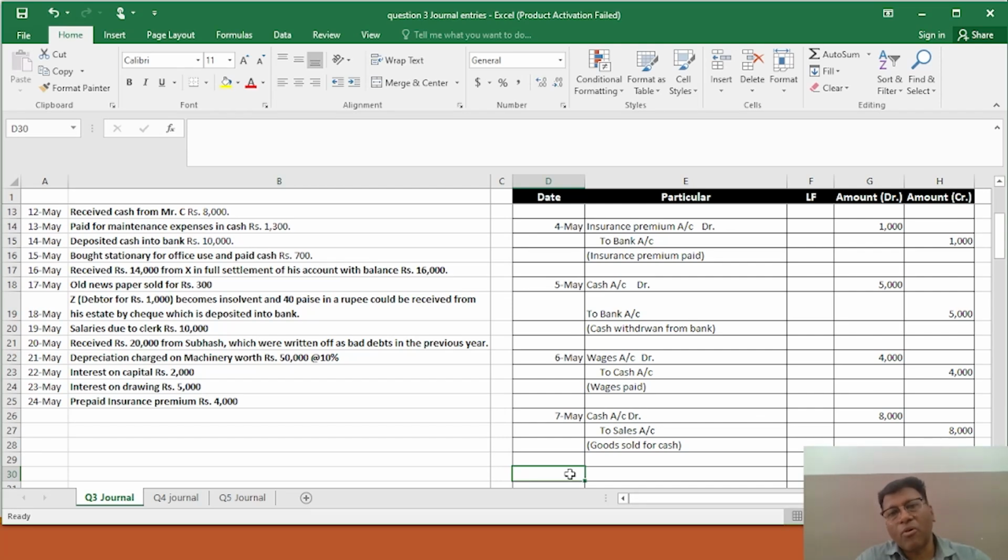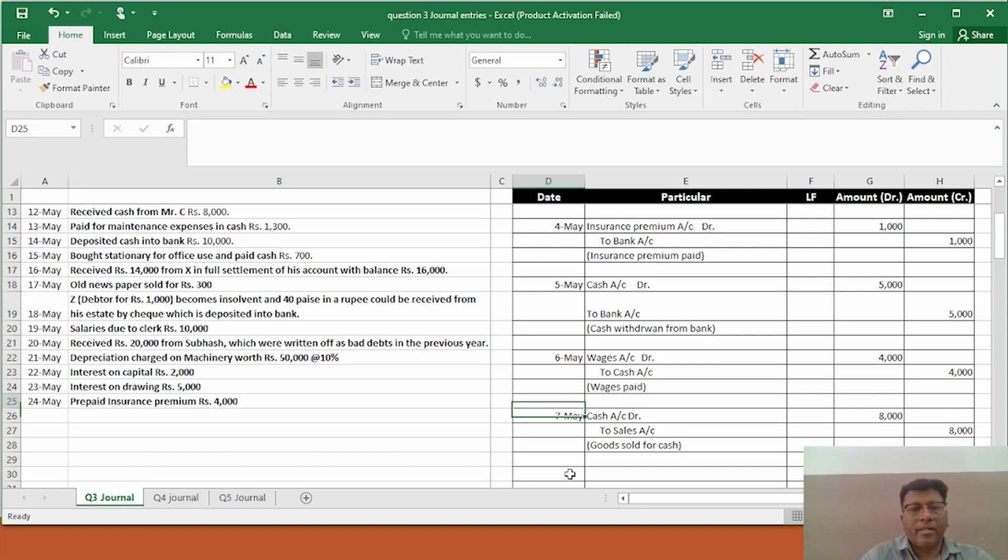But if in your question or in the business transactions you find a particular name of a party from whom you are buying the goods, or cash is not involved in that particular transaction, you have to assume this is a credit transaction, so that time the party's name would be mentioned in the journal entries.